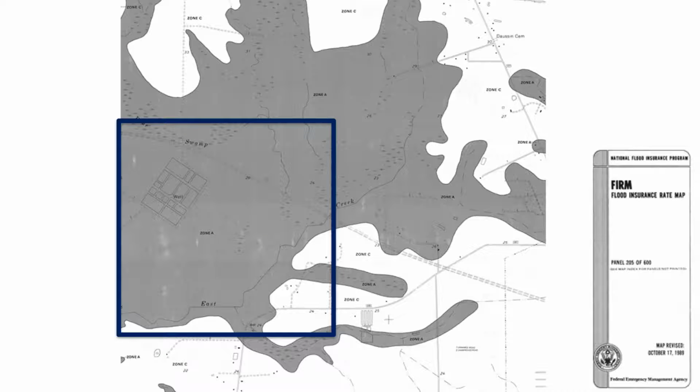Here you can see the paper FIRM from 1989. The blue square shows the extent from the previous slide from the NFHL viewer. You can see that most of this area falls within Zone A. You can also see on this map a well of some kind mapped in the upper left corner.